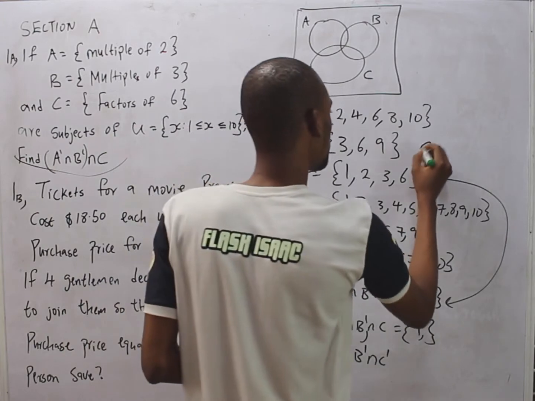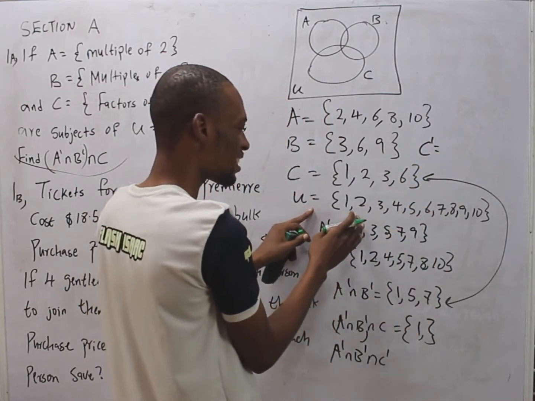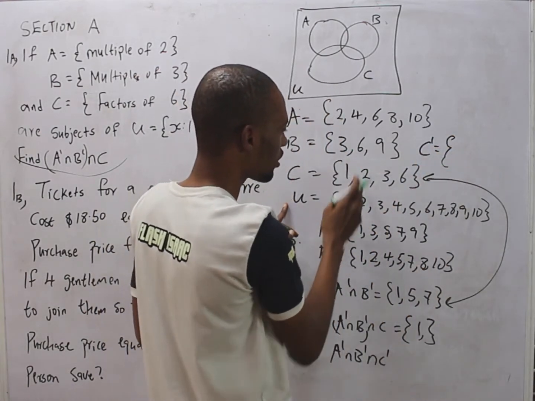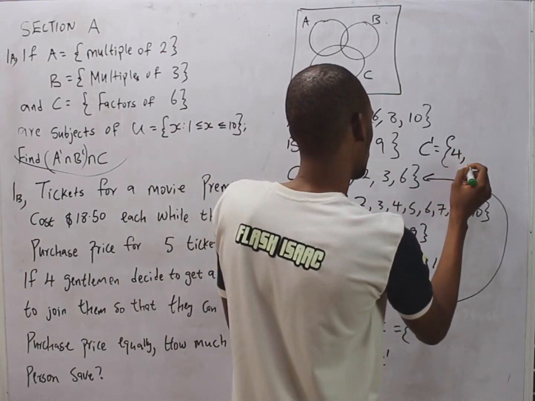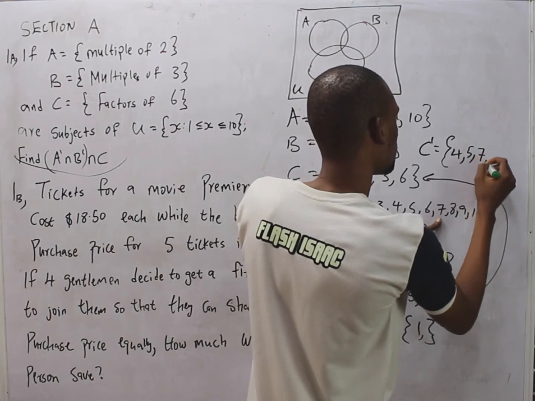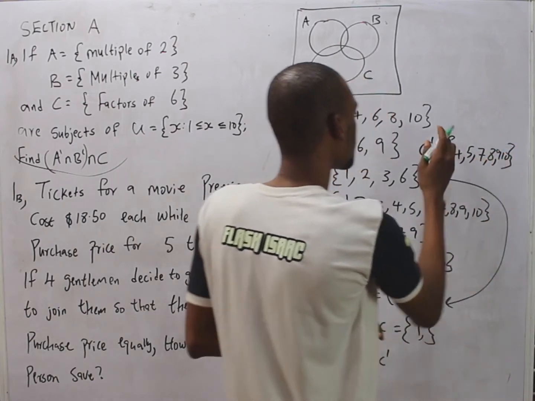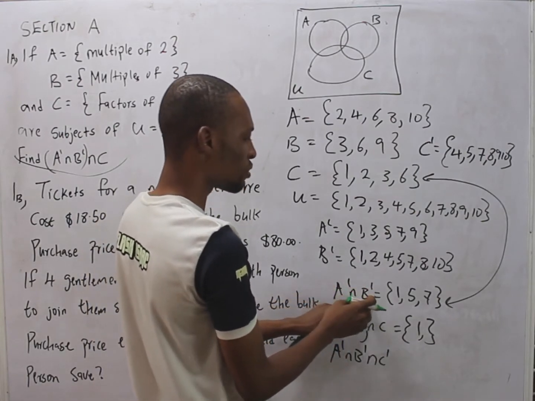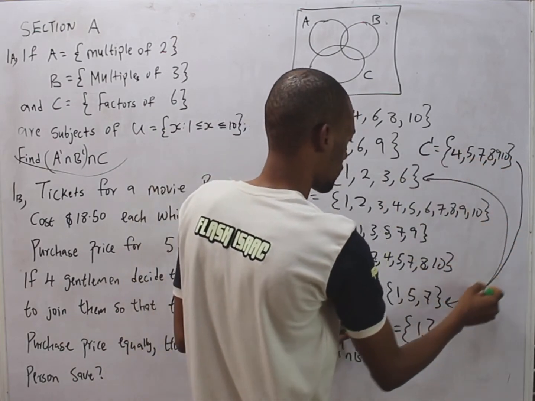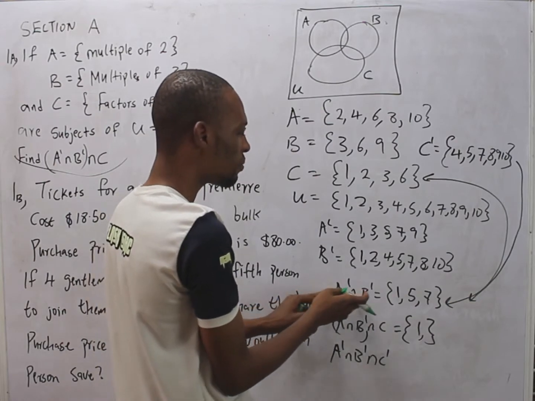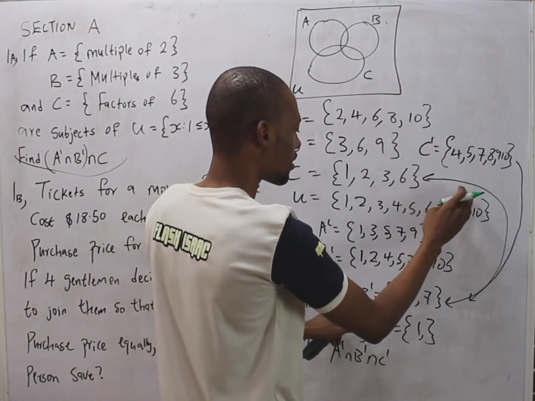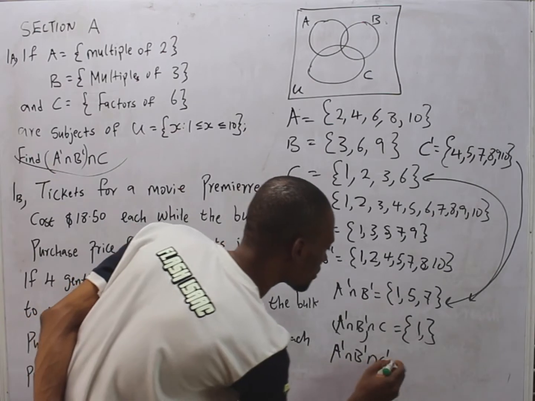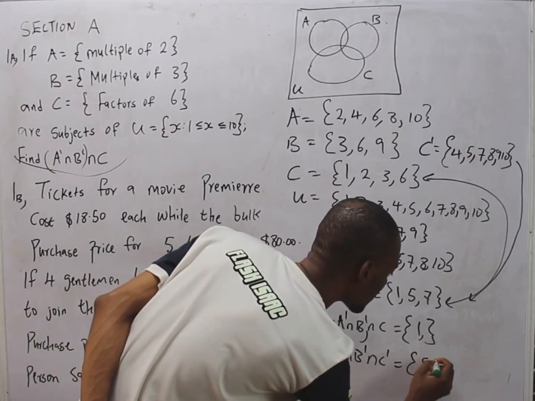That will simply be C prime, which is what is in the universal set that is not in C, and the members are 1, 2, 3, 4, 5, 7, 8, 9, and 10. This is C prime, and we already solved for A prime intersection B prime. So A prime intersection B prime intersection C prime will simply be what A prime intersection B prime have in common with C prime, and that is 5 and 7. So A prime intersection B prime intersection C prime is equal to the set {5, 7}.